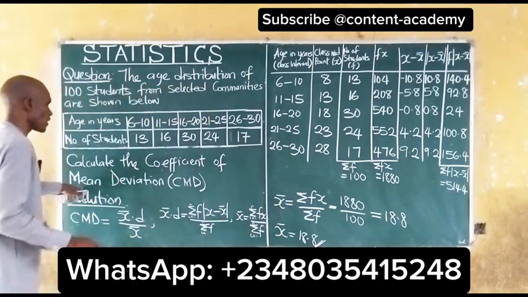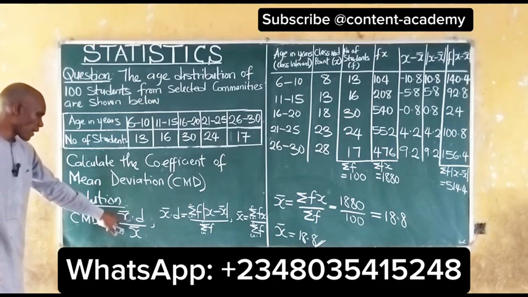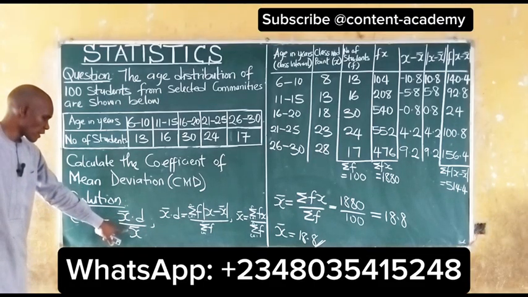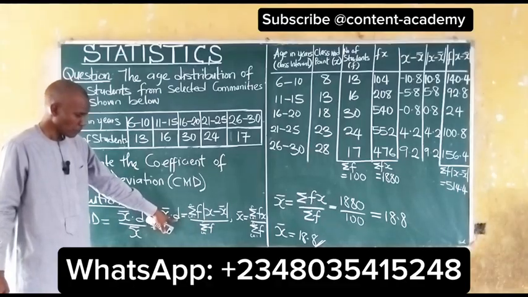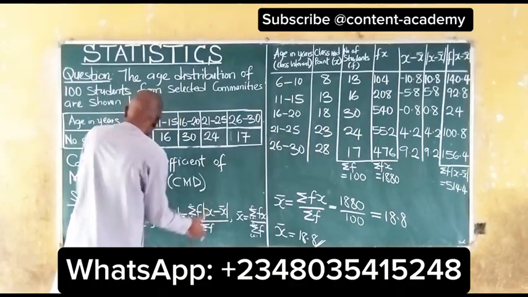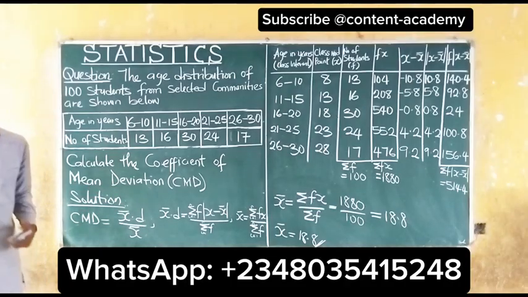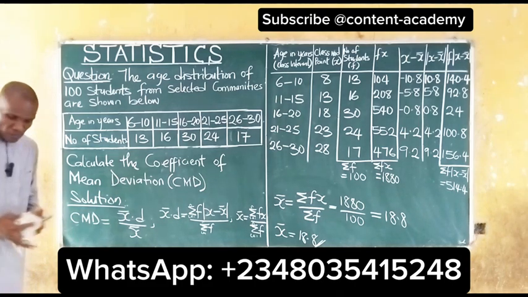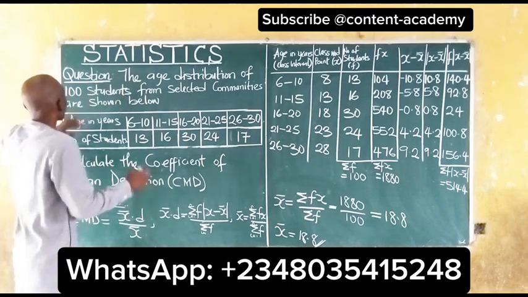Now, we are asked to find the coefficient of mean deviation. That means coefficient of mean deviation, which is x bar multiplied by d divided by x bar. First, we calculate for x bar multiplied by the deviation. Since we have the total of this, we have to calculate this before we can find our coefficient of mean deviation. So we move over to this side of the board to do that.